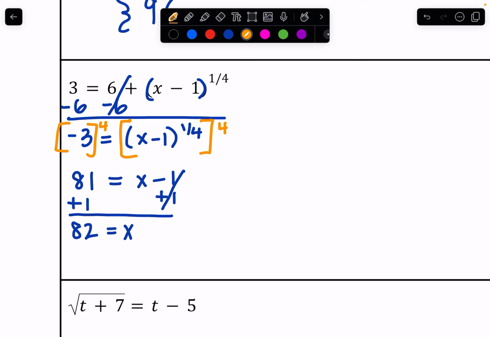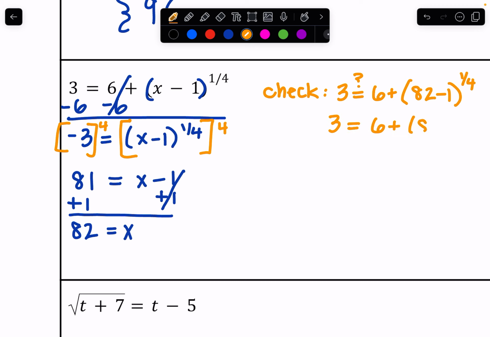We need to make sure that it's not extraneous, so I'm going to check it. When I check, I'm going to have 3 equals 6 plus 82 minus 1 to the 1/4, and I'm going to put a question mark because I'm checking. Now I have 3 equals 6 plus 81 to the 1/4. Checking it again, I end up getting 3 equals 6 plus, and the 4th root of 81 is 3. So this does not work. 3 is not equal to 9. And so that means that this is an extraneous solution.